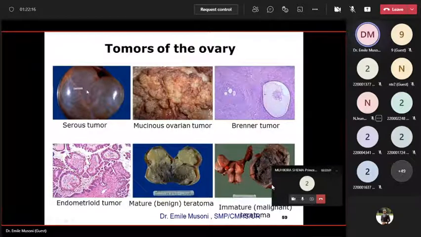On the image here, you see the serous tumor, mucinous, Brenner tumor, endometrioid tumor, and benign teratoma here, in the mature teratoma, this one on the grossing.